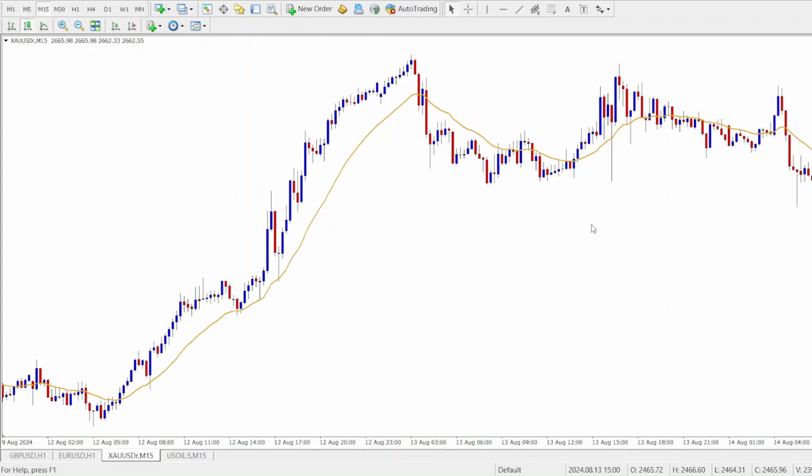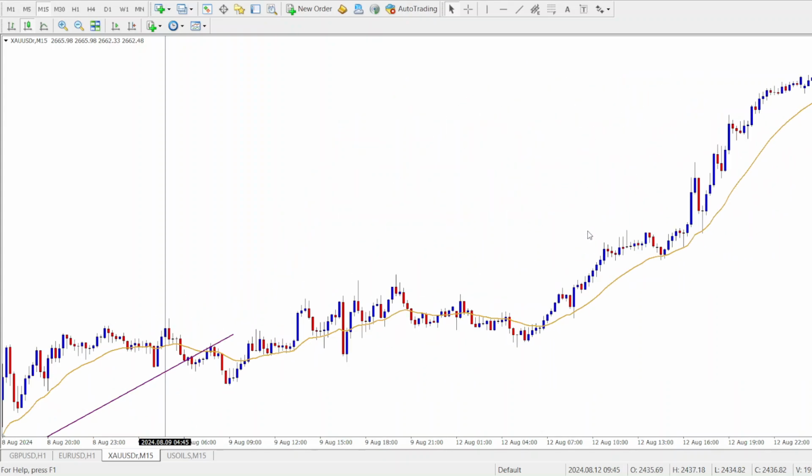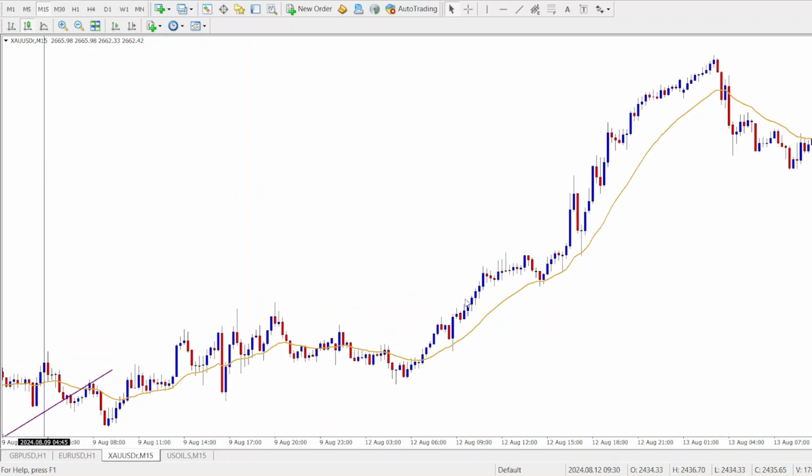So in an uptrend, when the price pulls back and touches the 21 MA, as we can see, this was an uptrend from here to here. When the price pulls back around here, we had a pullback, another pullback here, another pullback here, another pullback here, right? So when the price pulls back and touches the MA, it is usually a good time to enter the trade.